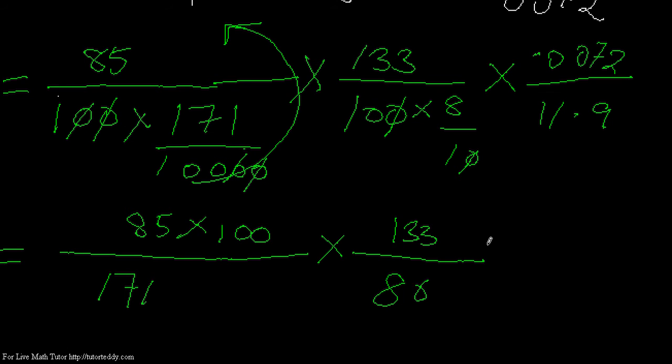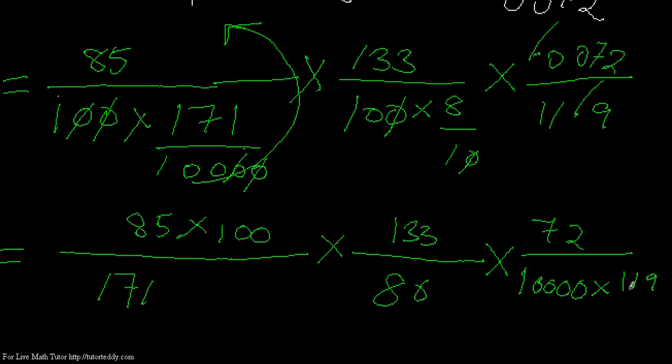and into I am seeing 0.0072. That means if I remove this point, I'm left with 72, but I have to divide it by 1 with 4 zeros beside, and here you see 11.9. I remove this point and I'm left with 119, but I have to divide that by 10 because I have the decimal point after one number. So this 0 and this 0 get cancelled and I'm left with the remaining things.